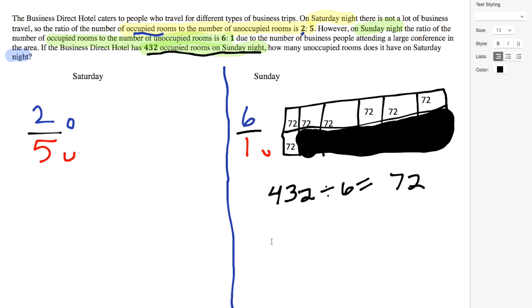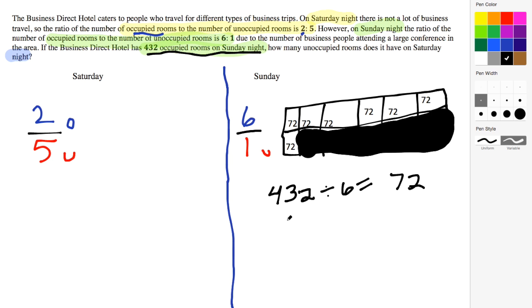How many rooms are there altogether? Well, let's add 72 to my 432 because I have my one other section here. So it's 4, 10, carry the 1, 504 total rooms. Now I have plenty of information to solve my problem over here.